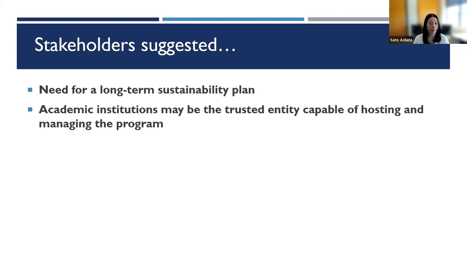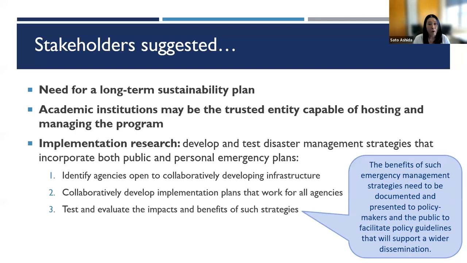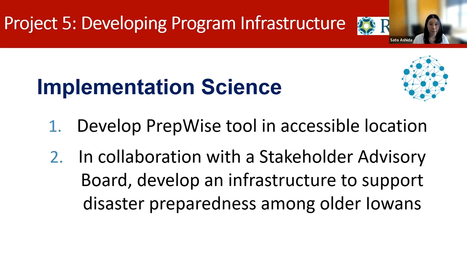They also pointed out that it is important for us to evaluate and document the strong evidence so that it can be used to convince lawmakers to allocate more funds to disaster preparedness. A specific recommendation they gave us was that we should partner with them, or the organizations that came to the meeting, to collaboratively develop the program implementation infrastructure in the state of Iowa. So we did exactly that. We went out and got another funding from the Canon Research Foundation to conduct the implementation plans.